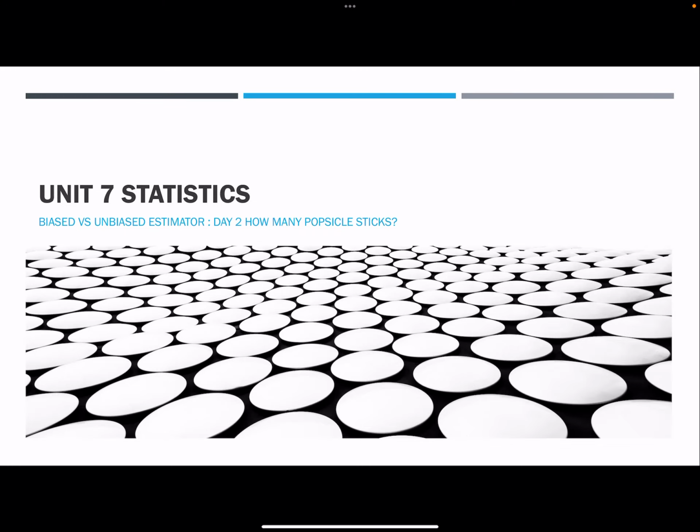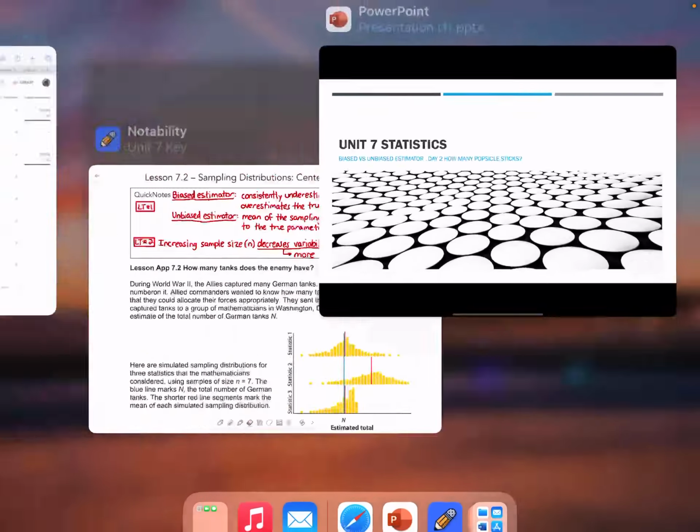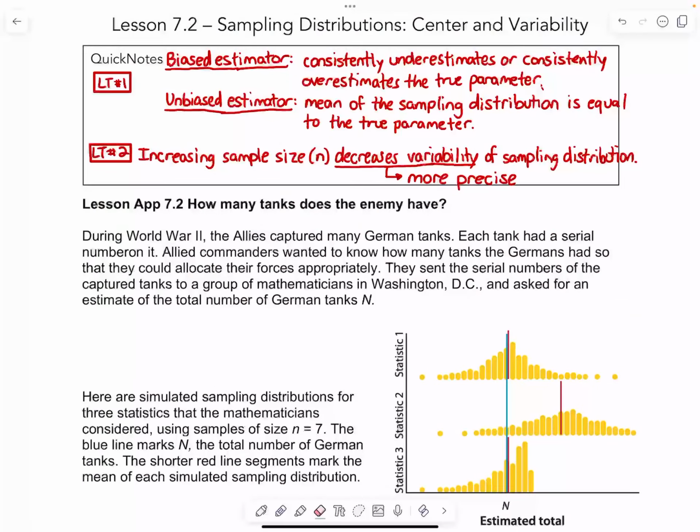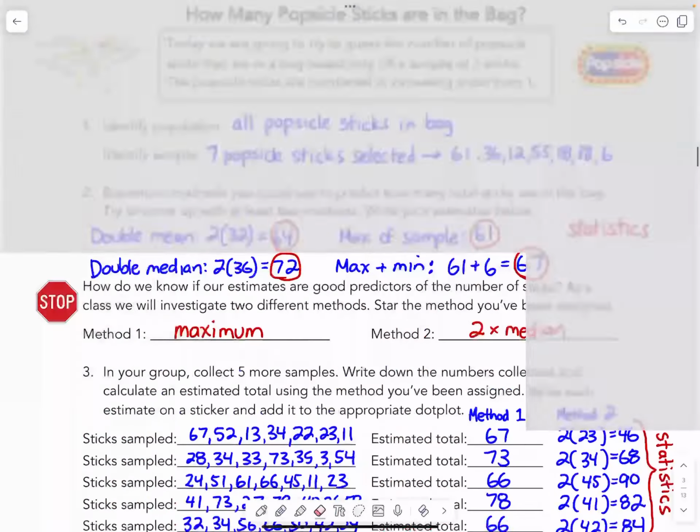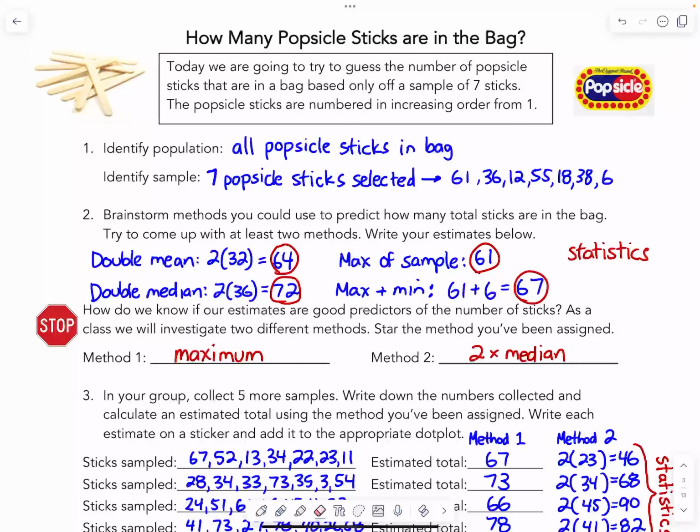This is biased versus unbiased estimator, day 2. How many popsicle sticks are in the bag? Okay, let's go ahead and open up to how many popsicle sticks are in the bag.